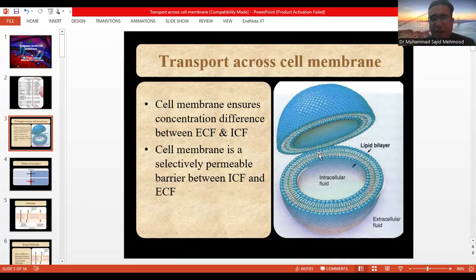This is the lipid bilayer structure of the cell membrane, and there are integral proteins present within this lipid bilayer which allow the movement of water soluble substances through it. The cell membrane is a selectively permeable barrier between the intracellular fluid and the extracellular fluid.